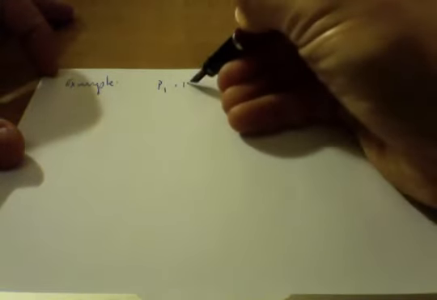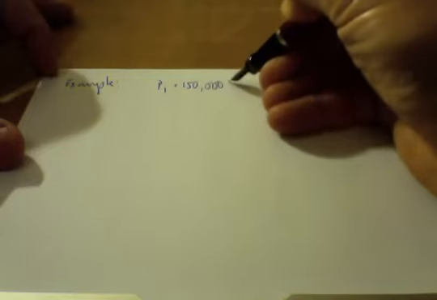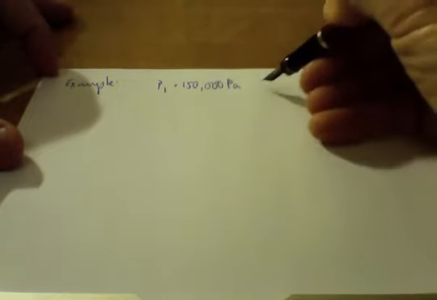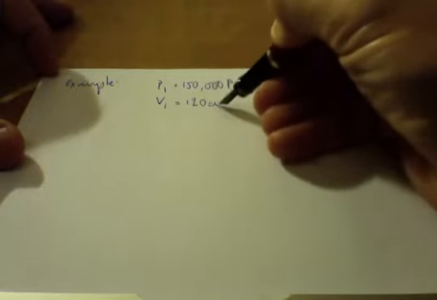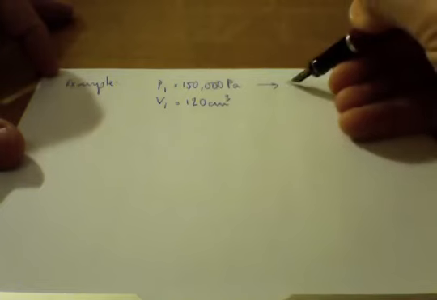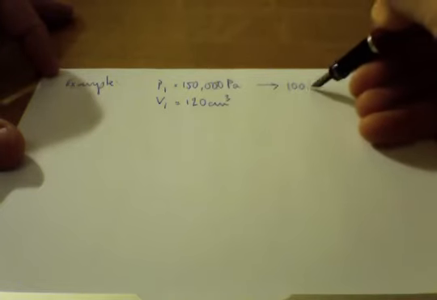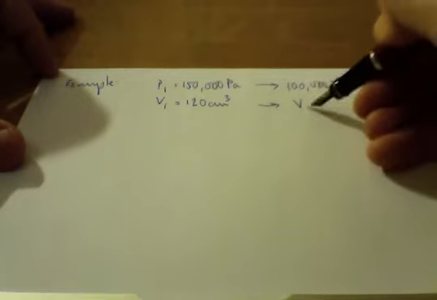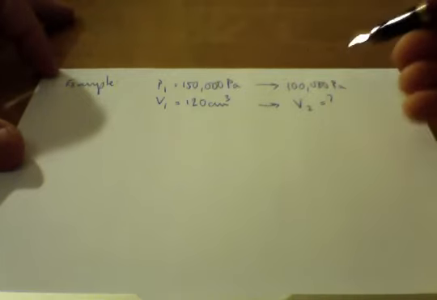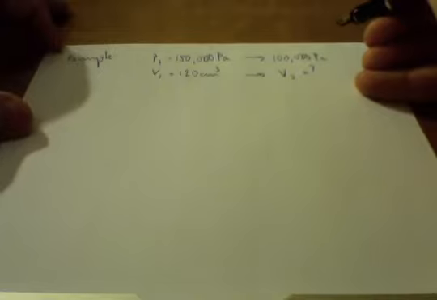Right, one more, just because this is all we need to talk about. So example 3, see if you can do this. Let's say I start with an initial pressure of 150,000 pascals and a volume of 120 cubic centimeters, and I want to decrease the pressure to 100,000 pascals. What's my second volume equal to? If you think you know, hit pause, otherwise here comes the answer.